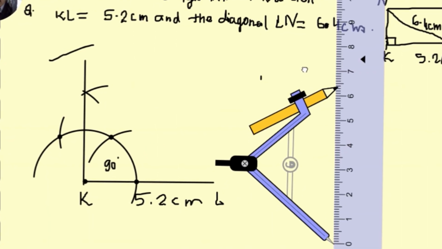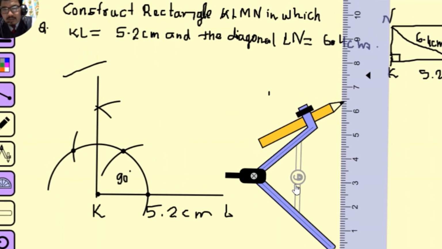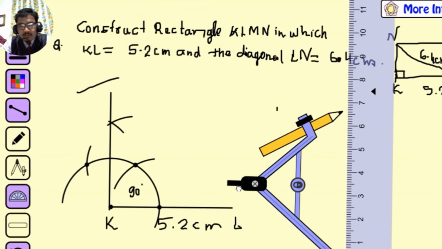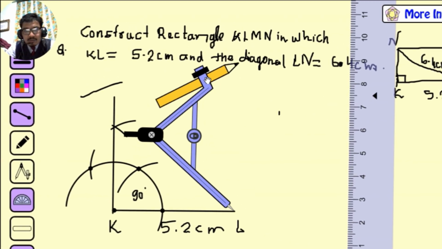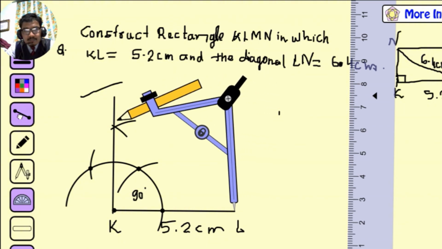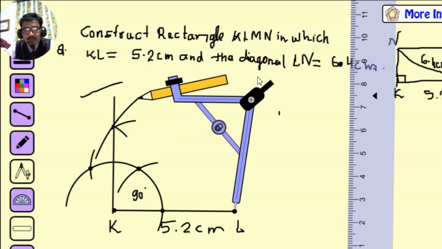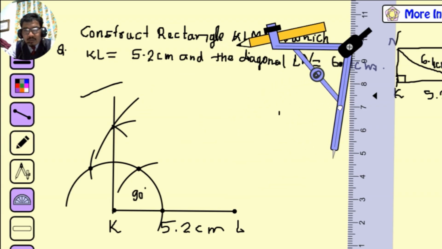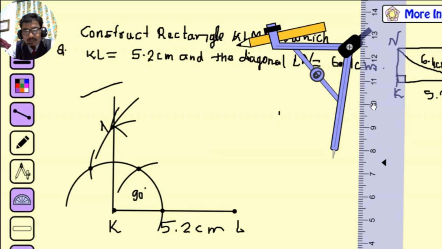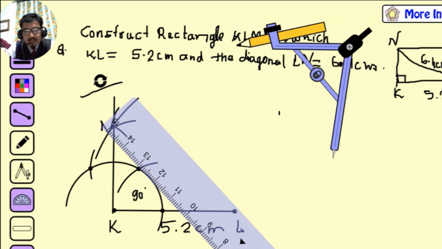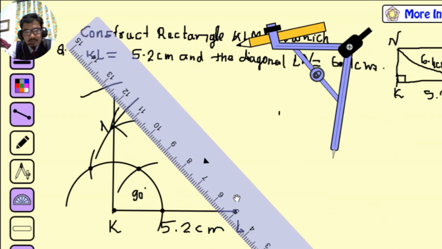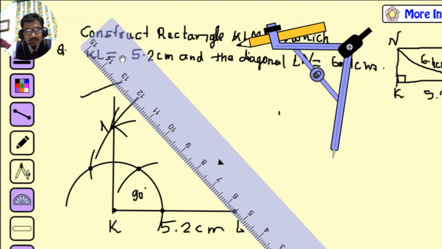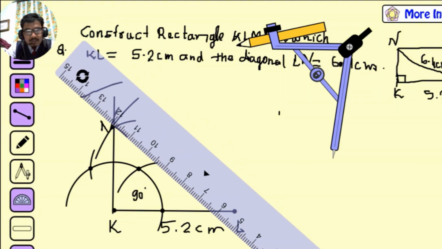Then directly measure 6.4, a long arc, and cut from this L to that 90 degree line, like this. Wherever it cuts, put the point N here, and now join it. See here, that's the diagonal. Put the ruler like this and join like this.